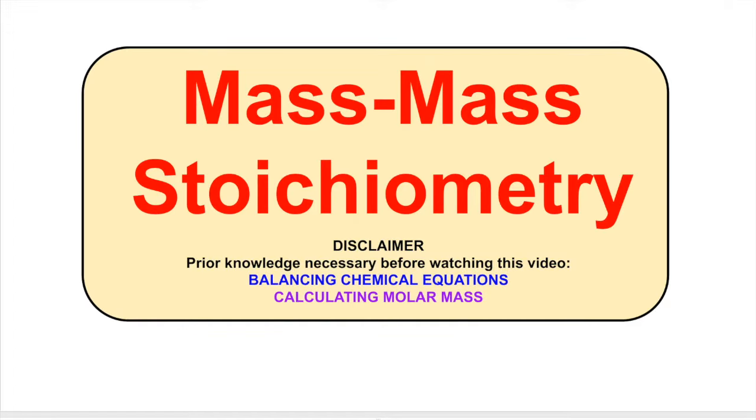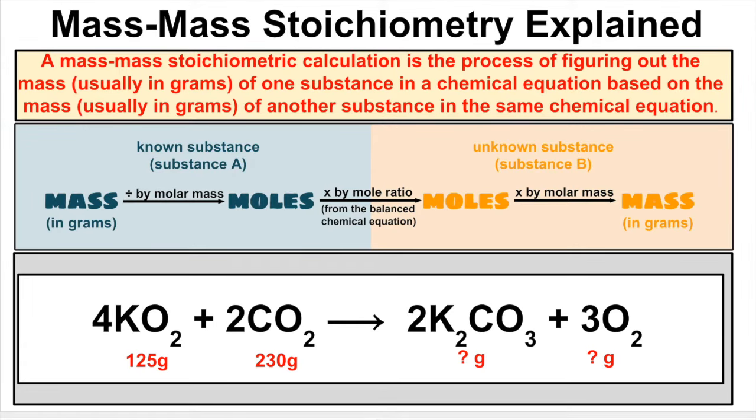Let's work some of these problems out together, and then at the very end you will work on some on your own. So let's take a look at what mass-mass stoichiometry problems entail. It says right here that a mass-mass stoichiometric calculation is the process of figuring out the mass, usually in grams, of one substance in a chemical equation based on the mass, usually in grams, of another substance in the same chemical equation. So what the heck does all this mean? Well, essentially a mass-mass stoichiometry problem consists of you trying to figure out the mass of one substance in the chemical equation when you are given the mass in grams of a different substance in that chemical equation.